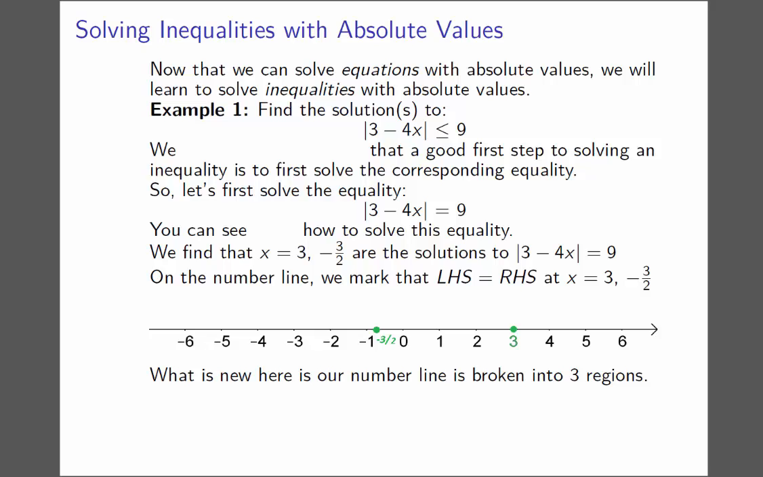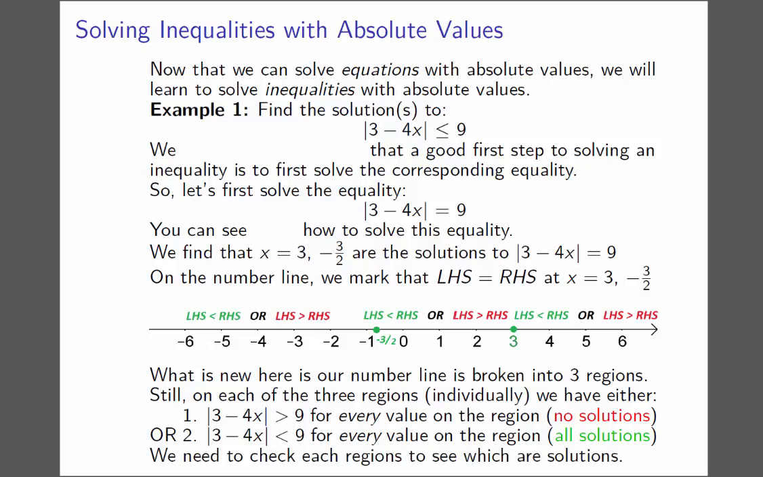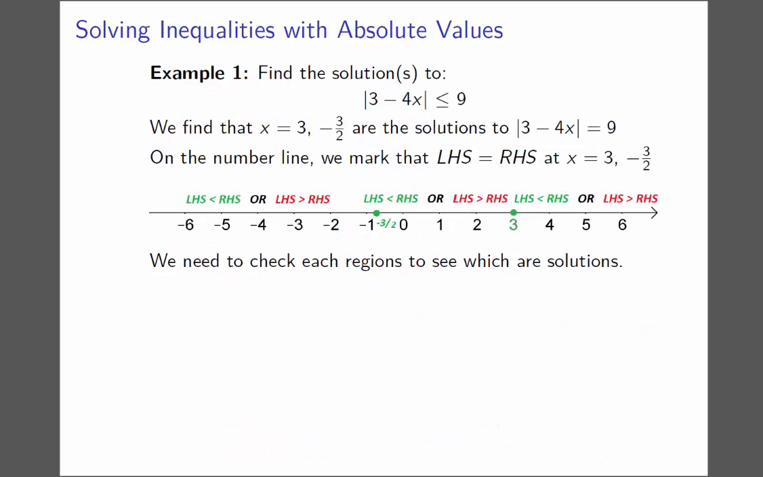But still, on each of the 3 regions, individually, we either have that the absolute value of 3 minus 4x is bigger than 9 for every value on the region, meaning there's no solutions, or the absolute value of 3 minus 4x is less than 9 for every value on the region, meaning that there's all solutions. We need to check each region to see which are solutions and which are not. Let's go ahead and check each of our 3 regions.